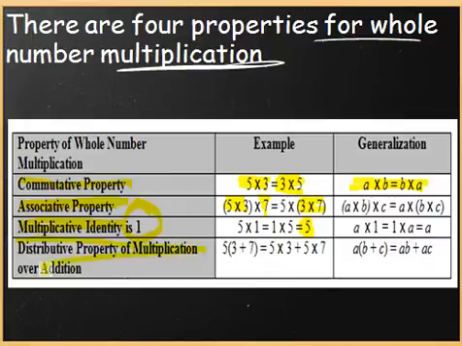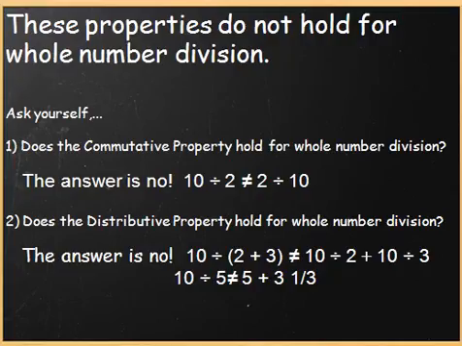Finally, we have the distributive property of multiplication over addition. If I want to take 5 times a quantity of 3 plus 7, I could first add 3 plus 7 to get 10, then multiply it by 5 to get 50, or I can use the distributive property to distribute that multiplication through addition. Therefore, I'd get 5 times 3, which is 15, plus 5 times 7, which is 35, giving us 50 again. We might ask ourselves, do these properties hold for whole number division?